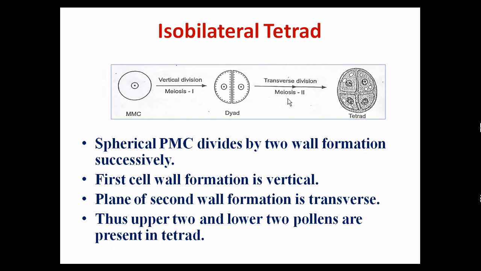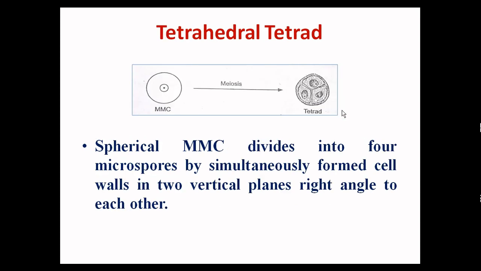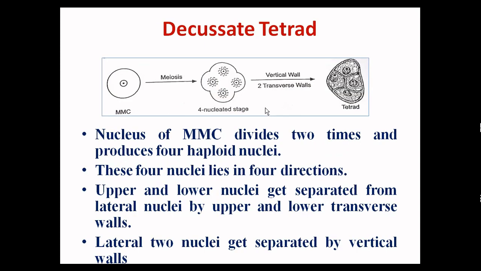The next is the isobilateral tetrad, where the spherical pollen mother cell divides by two wall formations successively. The first cell wall formation is vertical, and the plane of the second wall formation is transverse, and because of that there is production of an isobilateral type of tetrad, where the upper two and lower two pollens are present in a tetrad. The next is the tetrahedral tetrad, where the spherical microspore mother cell divides into four microspores by simultaneously formed cell walls in two vertical planes at right angles to each other, and because of that we can see the tetrahedral structure.